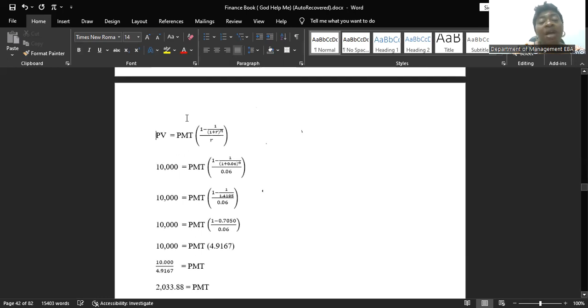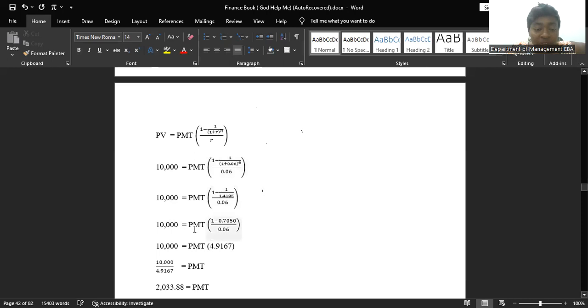So from the formula, the present value is given. We don't know the regular amount you're supposed to pay, but we have the rate. We have 1 minus 1 over 1 plus the rate, which is 6%. So 6% converted to decimal is 0.06. Then they said for 6 years, all over the rate of return.